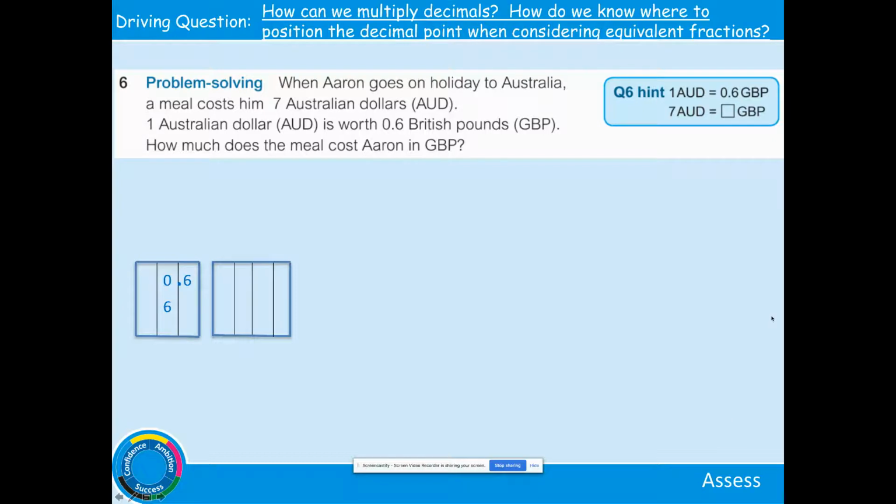Okay, have a go at question 6. Press pause and then press play when you're ready to go through the answer.